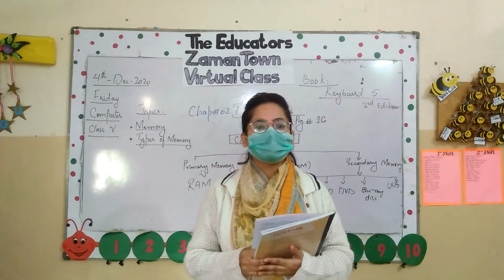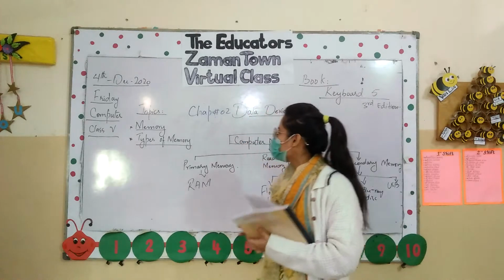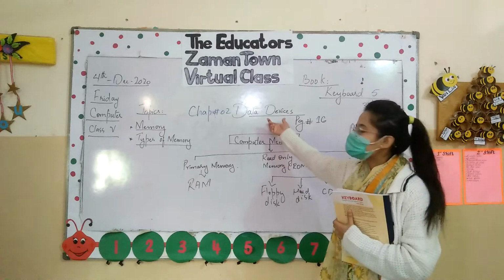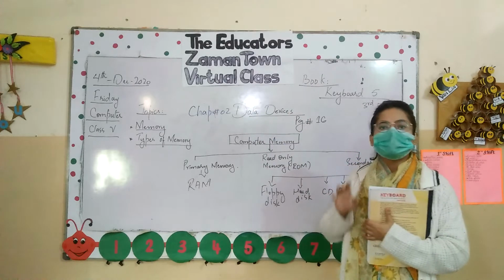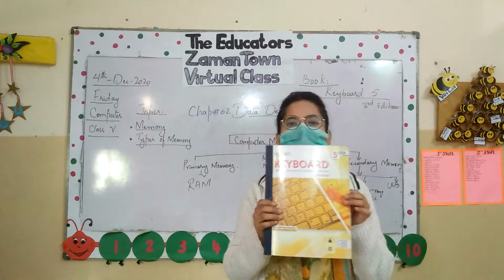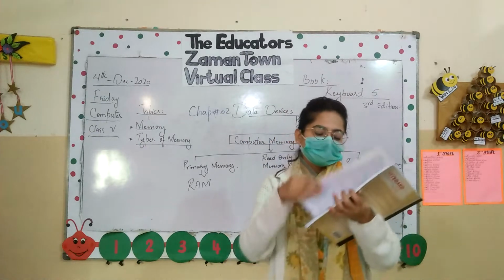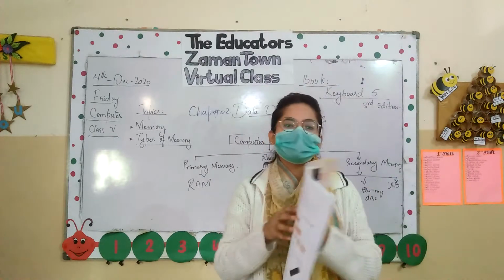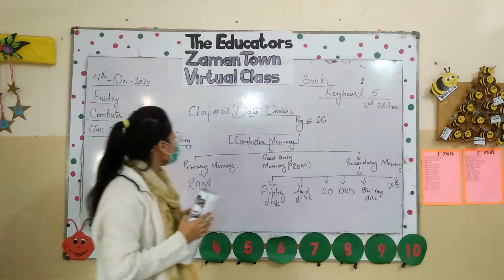Now we are starting again the same chapter which I have explained to you in the first class, that is chapter number 2, Data Devices. We have read about the input devices and output devices in our previous class. Book: Keyboard, class 5. Now open page number 16. We have another new topic on page number 16.